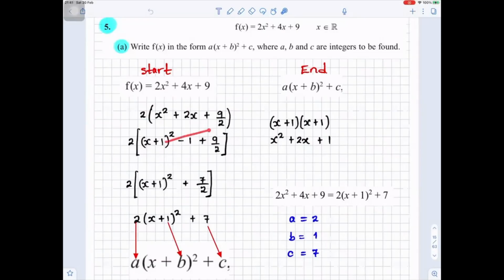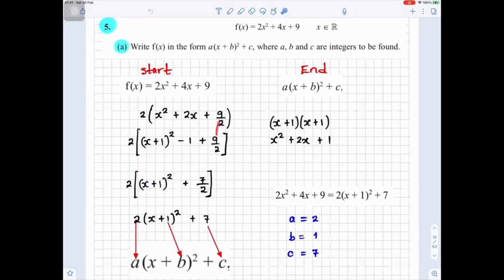If you multiply x plus 1 all squared, you get x plus 1 times x plus 1. That gives you x squared plus 2x plus 1. So we've got the x squared plus 2x, which is the same as that x squared plus 2x. But we don't want this 1. What's the opposite of plus 1? Minus 1. So that's why we minus 1 there.